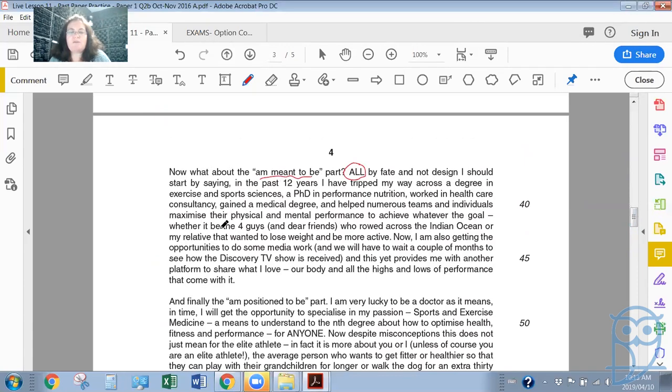goal. Whether it be the 4 guys, he's sounding very conversational here, 4 guys and dear friends who rowed across the Indian Ocean, or my relative that wanted to lose weight, be more active. Now, I am also getting the opportunities to do some media work, and we will have to wait a couple of months to see how the Discovery TV show is received. And this yet provides me with another platform to share what I love, our body, and all the highs and lows of performance that come with it.